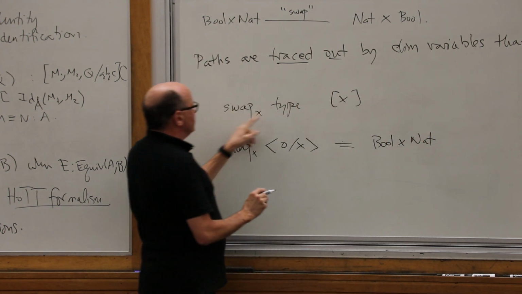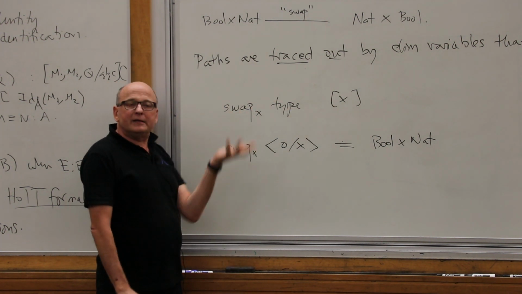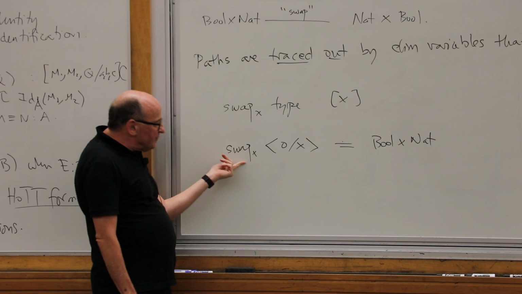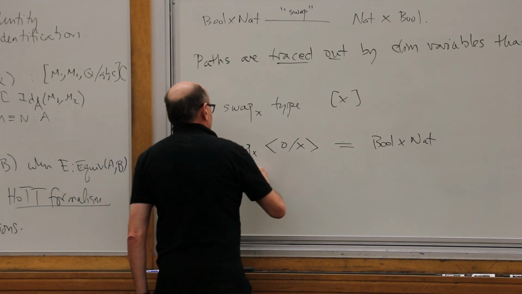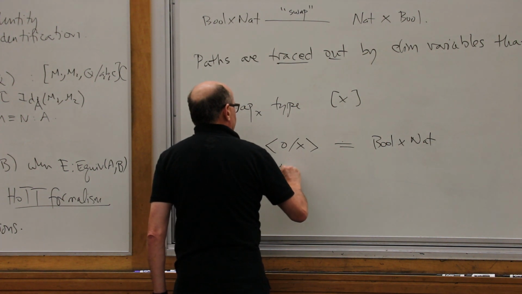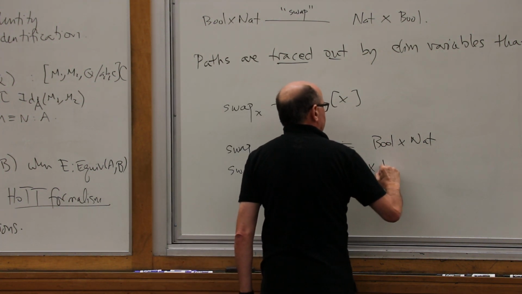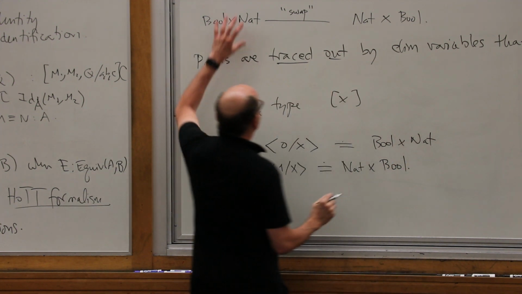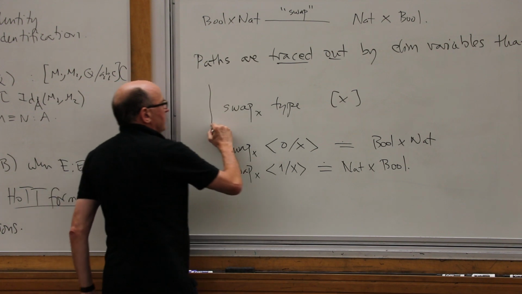In other words, here's an x line. It's parameterized by x. I'm tracing out a line of types. The left-hand endpoint of that line is bool cross nat. The right-hand endpoint of that line is nat cross bool. And swap here mediates between them.